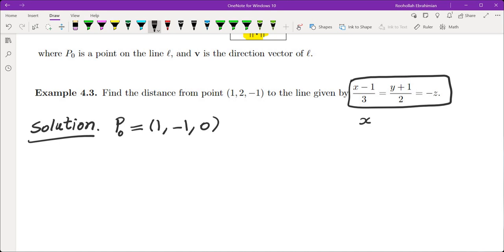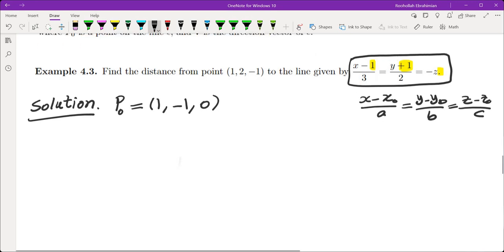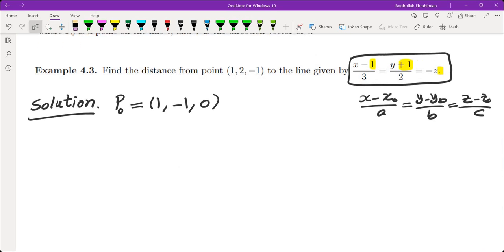In other words, the formula for the equation of a line was (x minus x naught) over a equals (y minus y naught) over b equals (z minus z naught) over c. So these numbers 1, -1, and 0 are going to give us a point. But again, this is just one point on the line. You could choose any point on the line. What is the point that we are given? Well, that's 1, 0, -1.